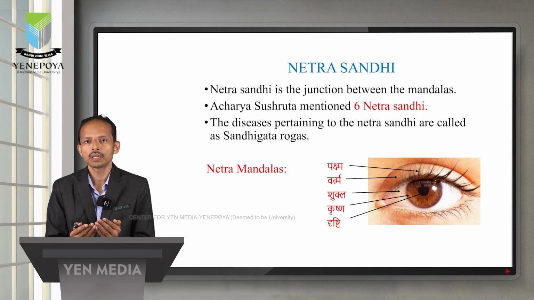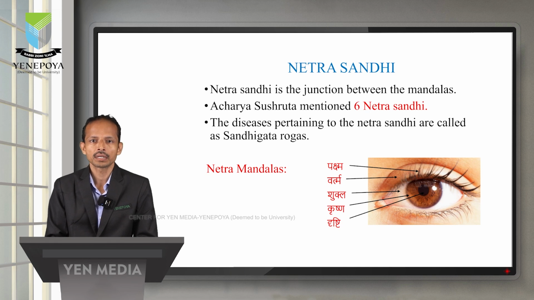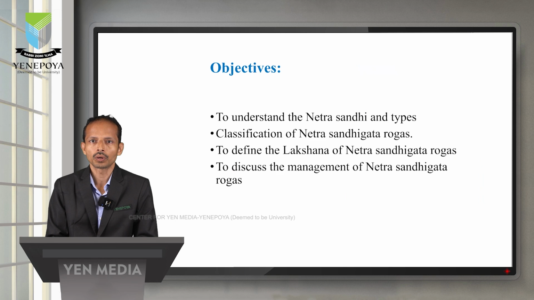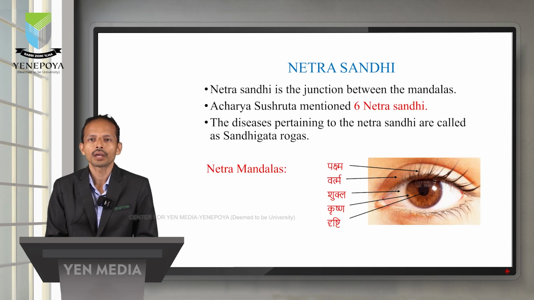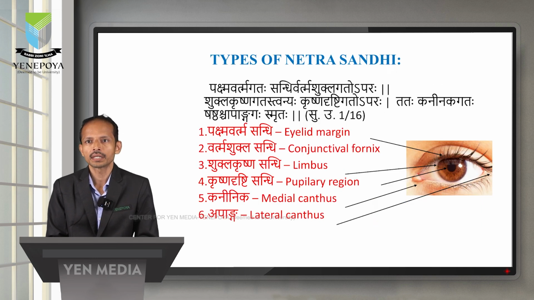The junction between these mandalas, we call Netra Sandhis. A total of 6 Sandhis are mentioned by Acharya Sushruta as well as Vagbhata, and these 6 Sandhis are affected by 9 diseases. These 9 diseases are called Netra Sandhigata Rogas. The junctions between the mandalas we call Sandhis. There are 6 Sandhis mentioned in the classical text.